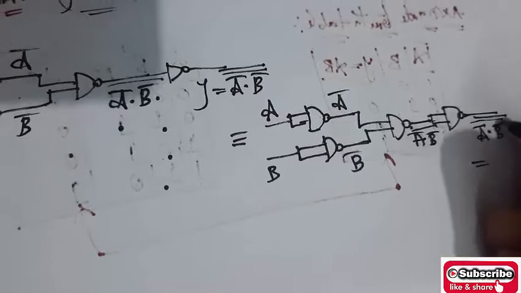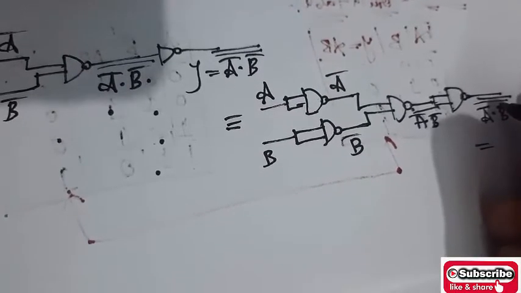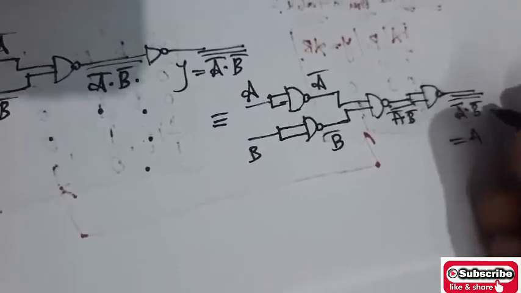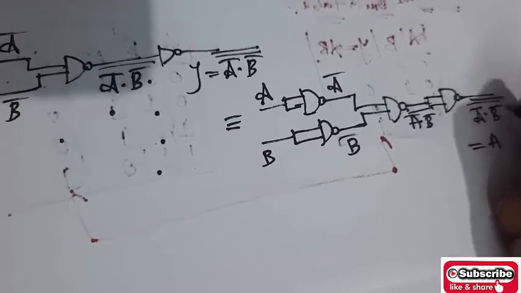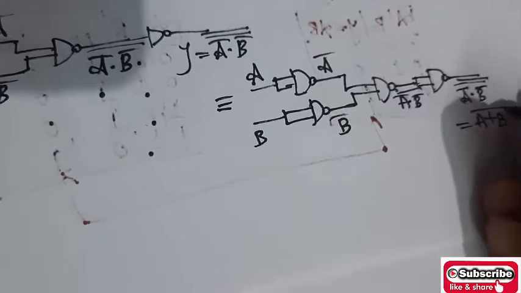If we apply De Morgan's theorem to A bar dot B bar whole bar, you will get A bar plus B bar. That means the double complement will be cancelled. We will get A plus B bar.